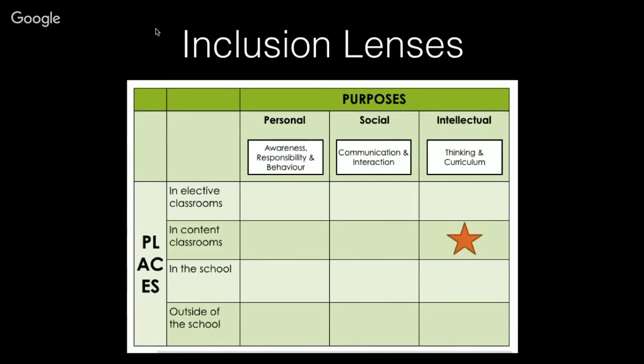So those are the inclusion lenses. Now that's like a whole day in itself. So if you have questions, please feel free to contact me.